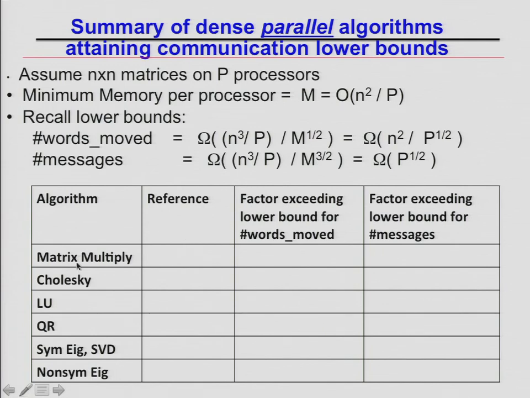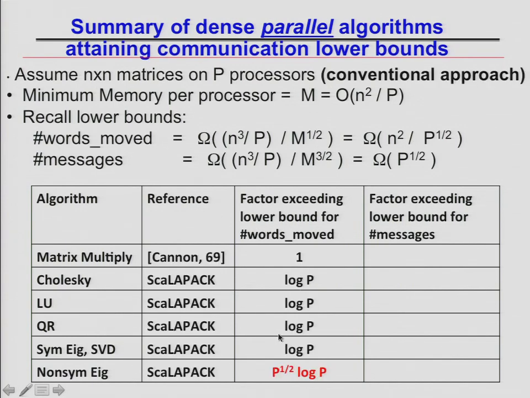I'm going to tell you what we know for matrix multiply, again for Cholesky, for Gaussian elimination with pivoting, for QR, the symmetric eigenvalue problem and the non-symmetric one. I'll separate them this time because non-symmetric is much harder. And I'm going to tell you how close we get to the lower bound. So I'm going to give you a factor which says how much bigger than the lower bound we are. If I have a 1 in here, that means we hit the lower bound. If I have a log p in here, that means we're probably close enough to the lower bound. And if it's a factor of n, we're really bad.